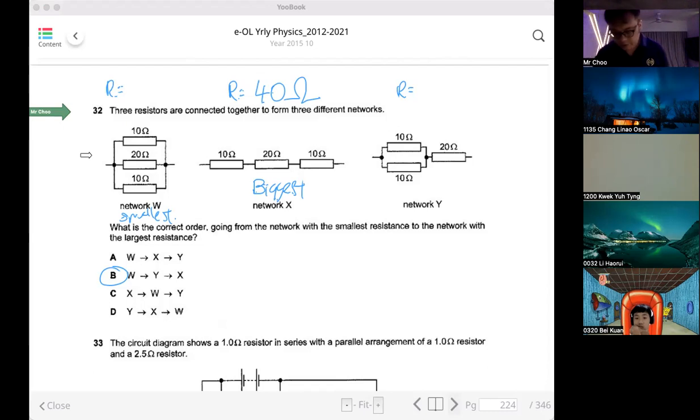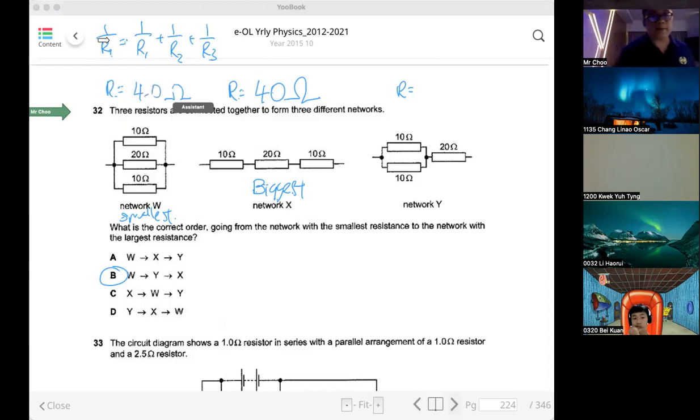What formula do we use? 1 over total resistance is equal to 1 over R1 plus 1 over R2 plus 1 over R3. E team, well done. Oscar, well done. So you sub in R1, R2, R3 as 10, 20, and 10. So your 1 over total resistance, you get 1/4. Then you must inverse it, and therefore your answer here will be 4.0 ohm. Is that clear? Now, let's do network Y.